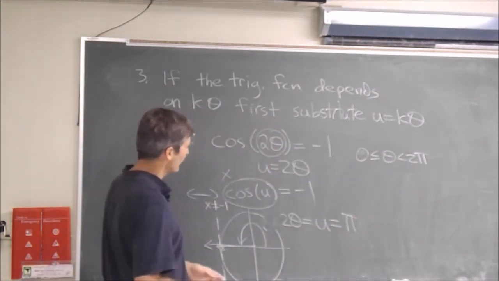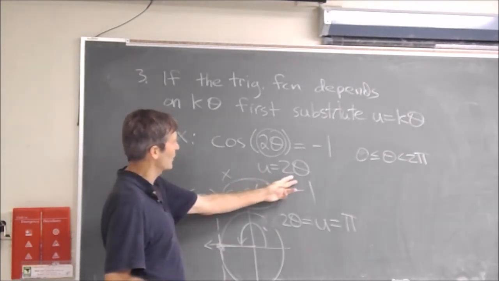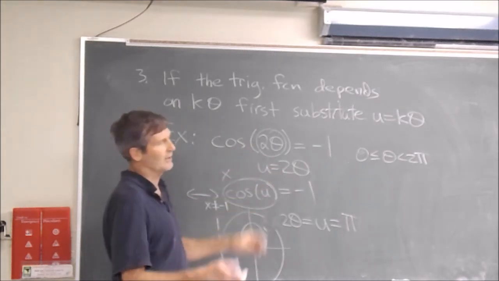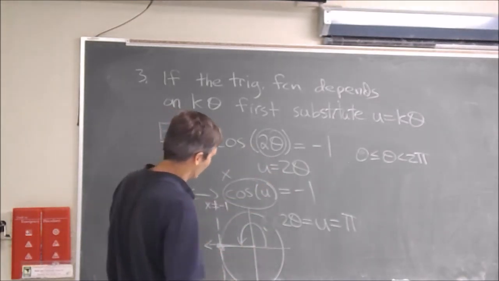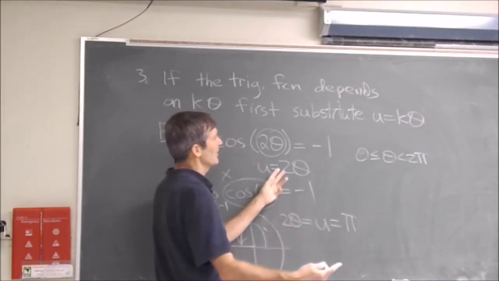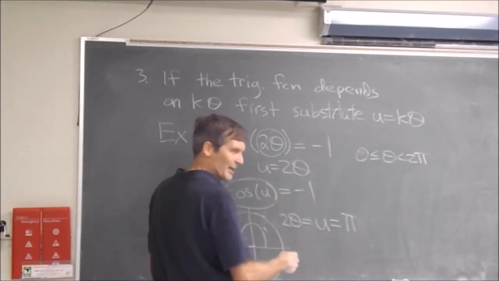Because actually, when theta goes between 0 and 2 pi, u being 2 theta goes between 0 and 4 pi. So we can either check 0 to 4 pi or just find all the solutions and throw the extras out. That's what I'm going to do here. The reason being, if it's 3 theta, then you've got to figure out now it's between 0 and 6 pi. This way you never have to figure it out. Just find all the solutions, throw out the ones that you don't want.